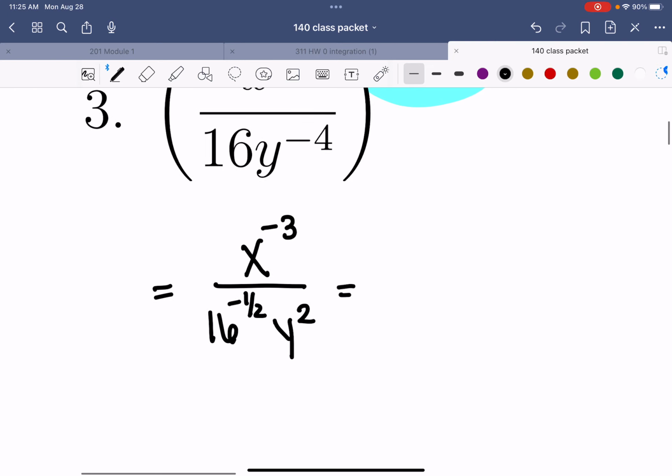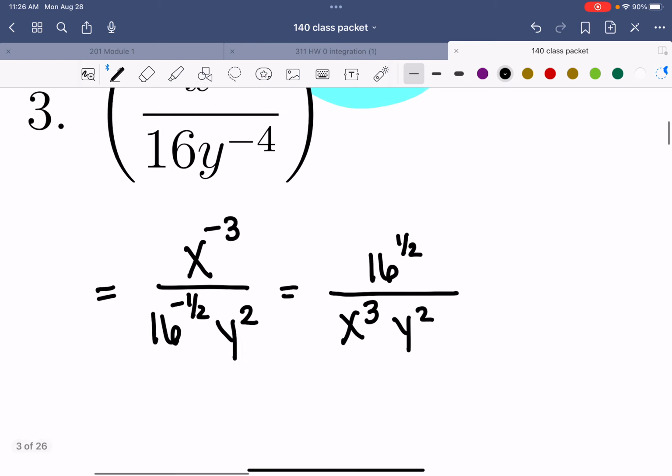The next thing I'm going to do is take care of my negative exponents. So again, a negative exponent means that it's in the wrong part of the fraction. If I want to make it positive, I have to move it. So this x to the -3 is currently in the numerator, and its exponent is negative. To get rid of that, I'm going to move it downstairs to the denominator and make it positive. Same thing with the 16 to the -1/2, only it's starting in the bottom, so to get rid of the negative, I have to move it to the top. So this becomes 16 to the +1/2 power. The y squared is good to go, so I'm going to leave it there.